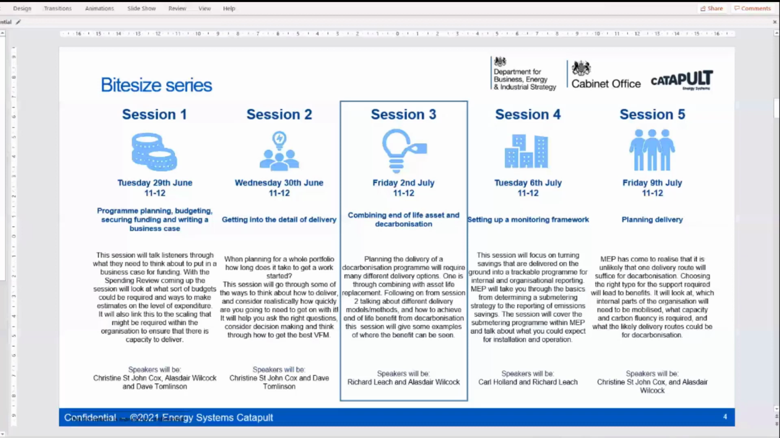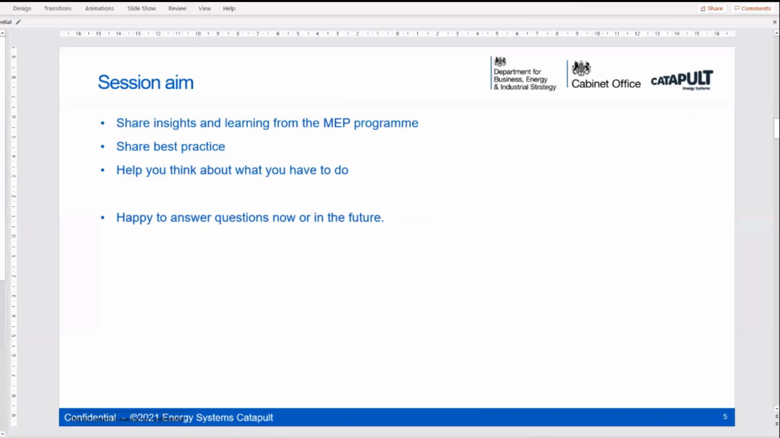So, in terms of the session aim today, we are looking to share the insights of the MEP programme and the learning from it, help share what we have found and consider to be at least best practice from the MEP point of view, and really start some discussions and help you to think about what it is that you will have to do in the process of the decarbonisation of the public sector estate, which, let's be honest, is a very large challenge in itself.